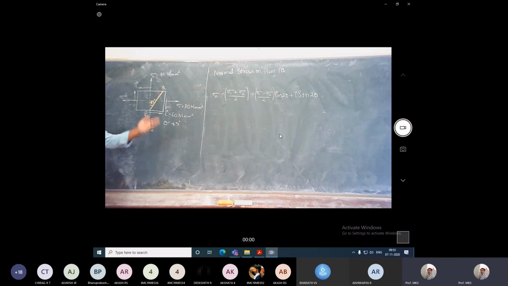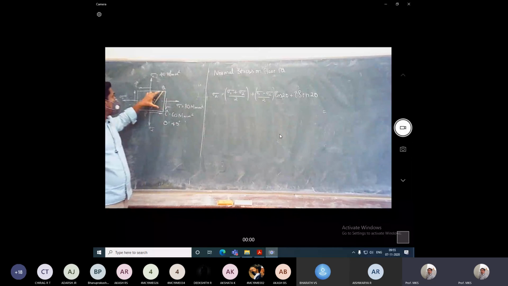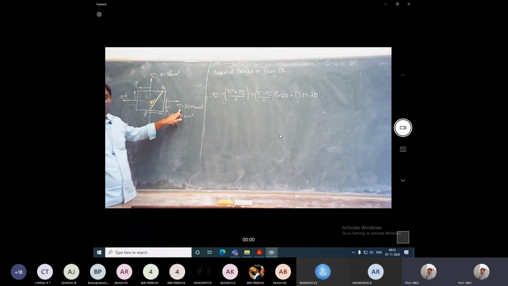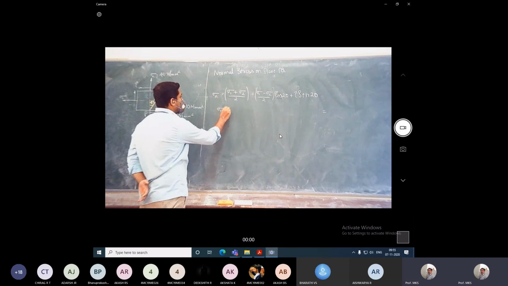To find the normal stress, note that in a few problems, instead of giving the stress, they will give the force or load. In that case, they will give the cross-section details. You should find the area first. You know stress is equal to force by area. You should find the stress first, then substitute in the equation. So this is sigma n.